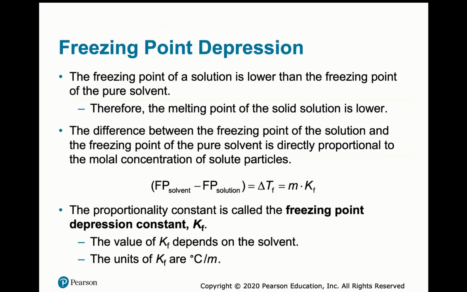So freezing point depression. The change in temperature is going to be the molal times the freezing point depression constant, KF. So m is molal and KF. The units on KF are degrees Celsius per molal. And remember, the molal here is the moles of particles.